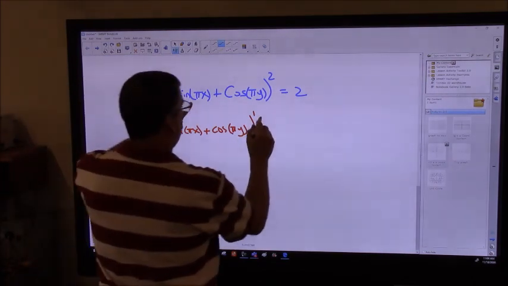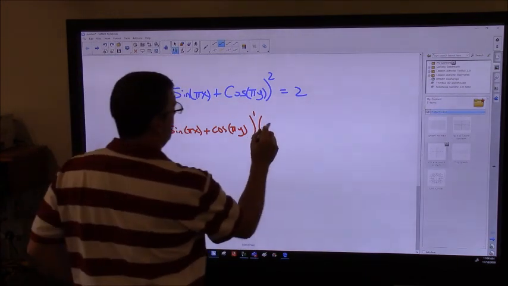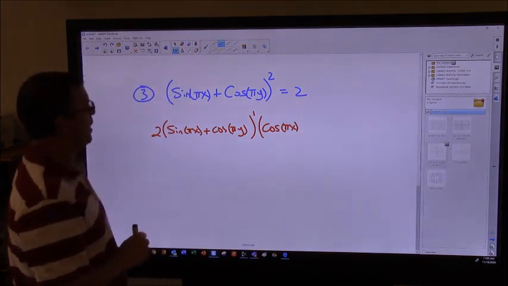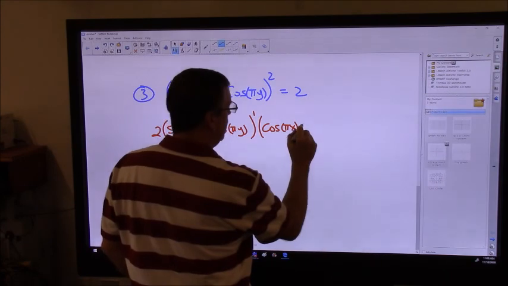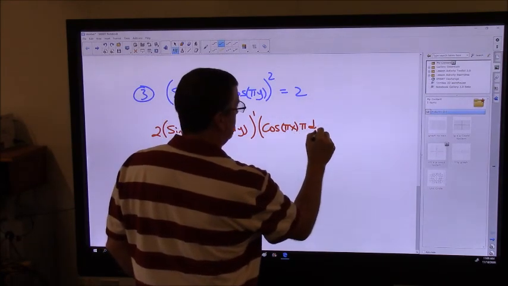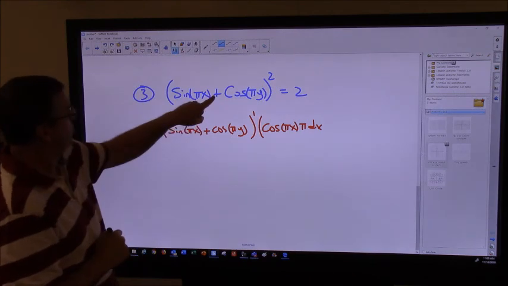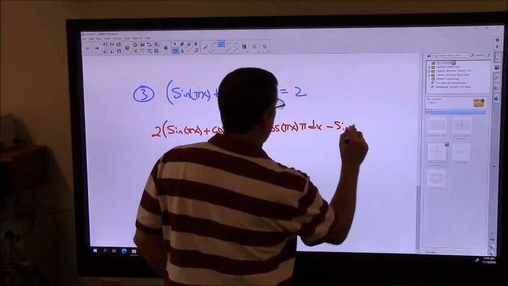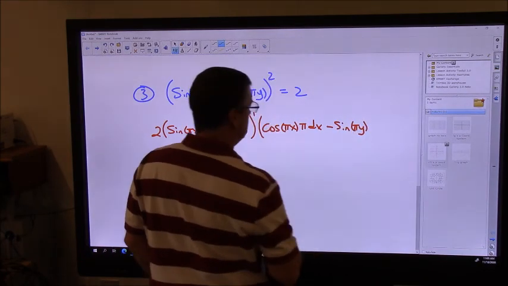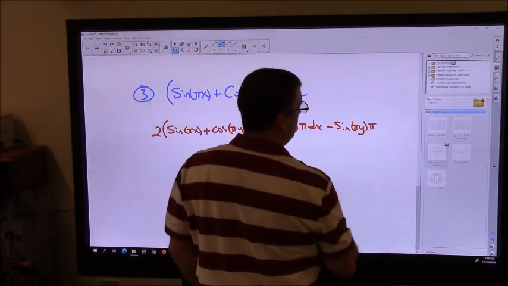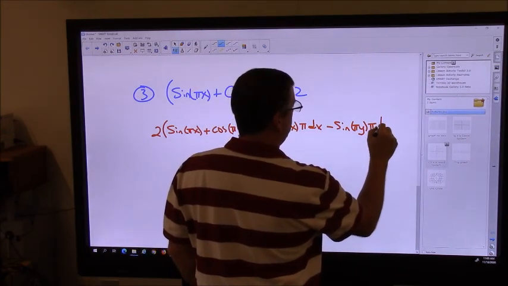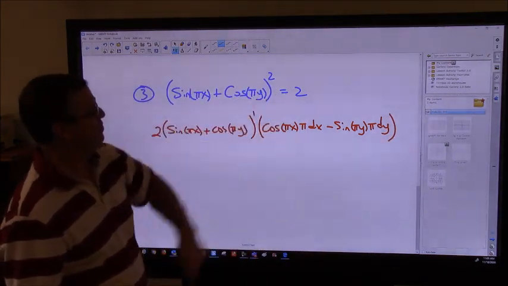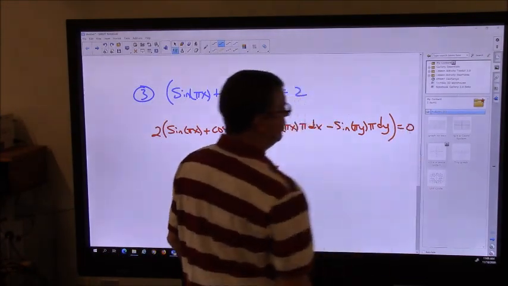So now I'm going to take the derivative of this, and derivative of the sine is a cosine of pi x times the derivative of the angle, which would be pi, and I just took the derivative of the x variable. Plus, derivative of cosine is a negative sine, so a negative sine of pi y times the derivative of the angle, which is pi, and I just took the derivative of a y variable. And that equals the derivative of 2, which is 0. I kind of like those zeros.